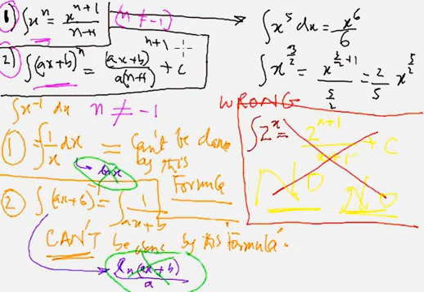So the three mistakes I've highlighted are that you cannot exchange the variable and the constant in this, and you cannot take this formula for granted and apply it as you want. These two formulas do not hold when n is negative 1.